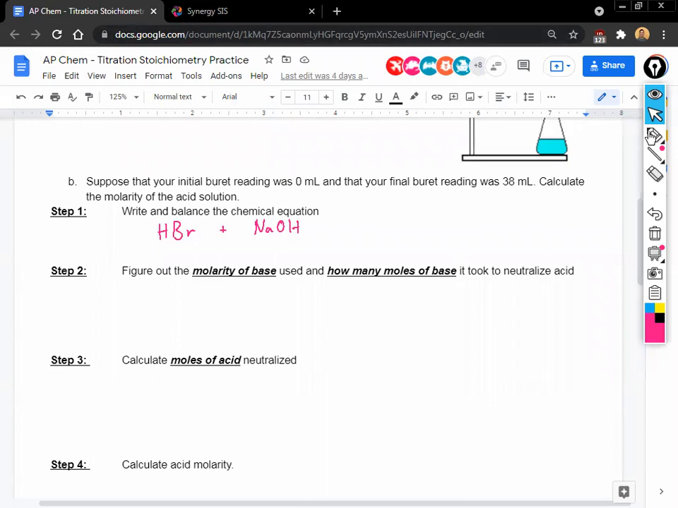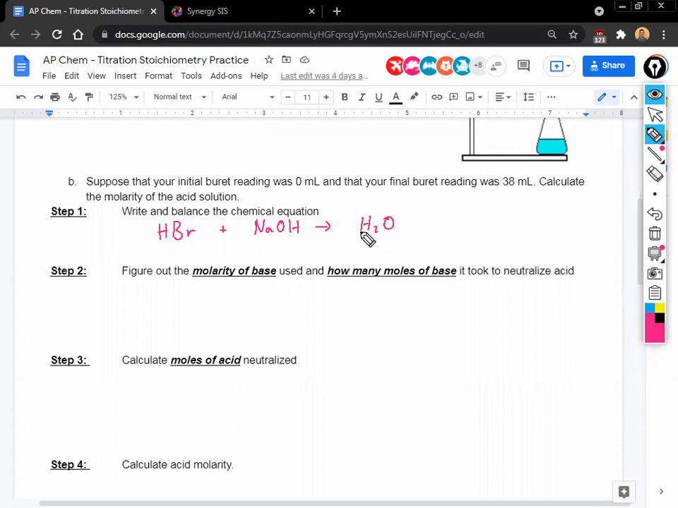Alrighty, guys. So our acid was HBr, our base was NaOH. So we said in a neutralization reaction, you always make two different compounds. What are the two compounds made in a neutralization reaction? Yeah, water and the salt, right?